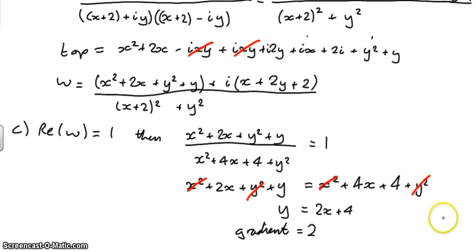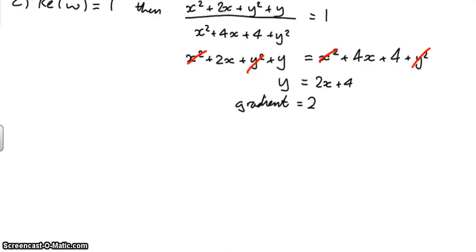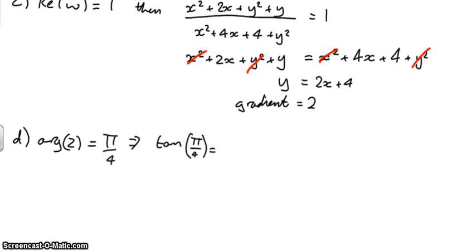Which then leaves us just with part D. Given the argument of z equals the argument of w, which equals pi by 4, find the modulus of z. Well, if the argument of z equals pi by 4, then tan of pi by 4 equals 1. We can also represent that on an Argand diagram, we'll do that in a minute. So, y over x equals 1, so y equals x.